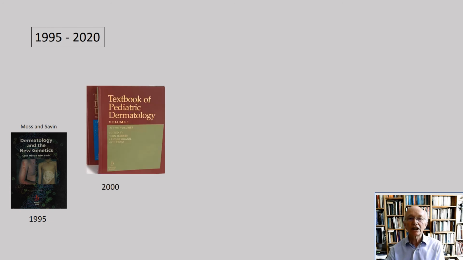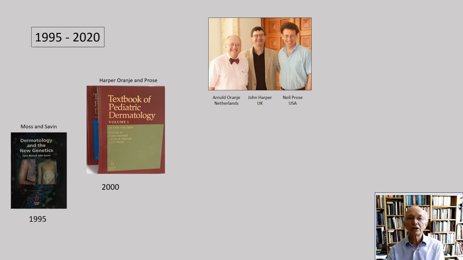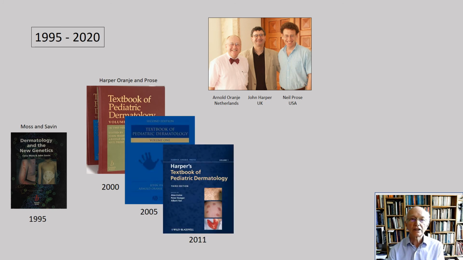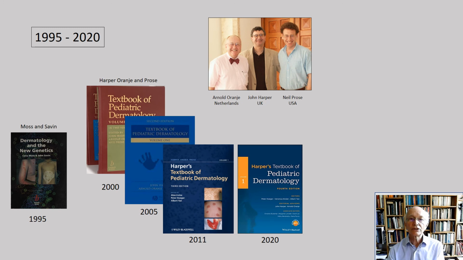There were 3 co-editors, accompanying John Harper, there was Arnold Aranya from Rotterdam and Neil Prose from Duke University, North Carolina. It was just as comprehensive as Rook and had some special features. For example, large subjects such as atopic dermatitis were broken up into topics with different expert authors, and in total there were 185 contributors from around the world. This book has gone on into further editions, 2005, 2011, and this year into its 4th edition.